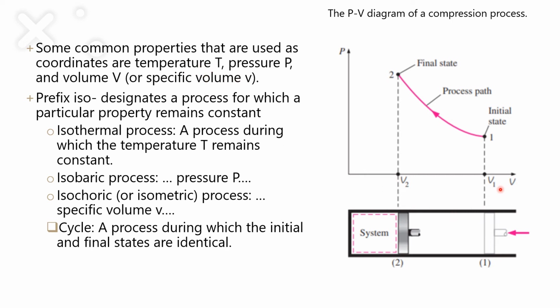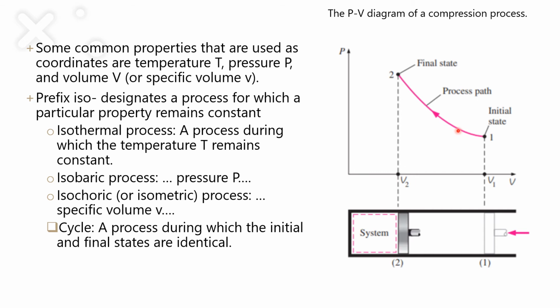The figure shows the PV diagram of a compression process of a gas. This is the compression process and this is its PV diagram. Note that the process path indicates a series of equilibrium states through which the system passes during a process, and has significance for quasi-equilibrium processes only.